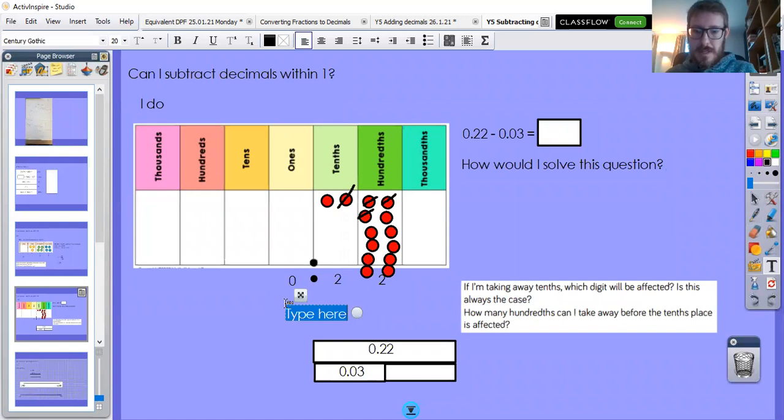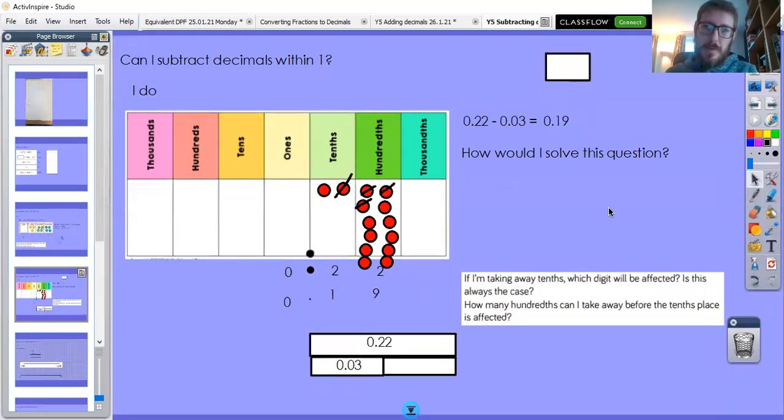So I've got 0 ones, point, and then I've got 1/10 left, and I've got 1, 2, 3, 4, 5, 6, 7, 8, 9 hundredths. So I've got 0.19.